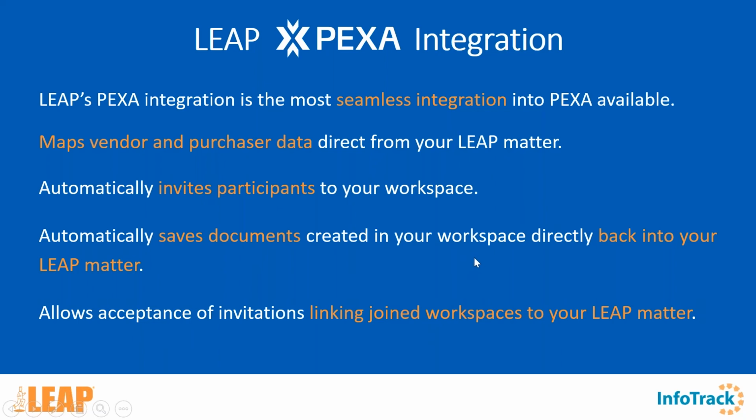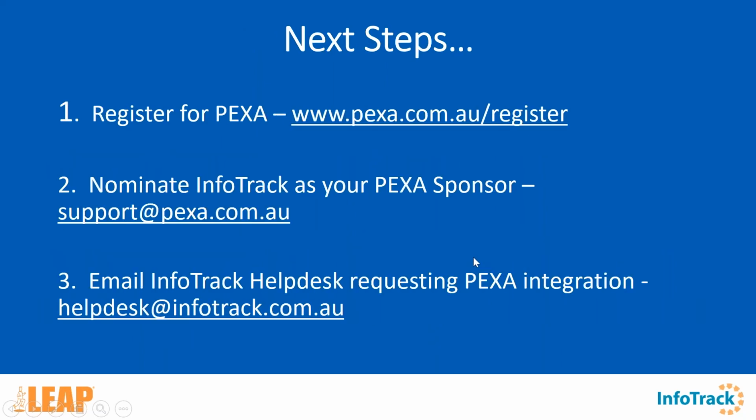Okay, so now we've had a look at end-to-end e-conveyancing, starting from the verification of identity through to our LEAP matter, preparation of documents of the Section 32 and contract, signing electronically if we want to, but also the ability to print and compile at that point, and creating PEXA workspaces, inviting other parties and accepting invitations. That's end-to-end e-conveyancing, and obviously it is very real and happening right now with the mandating dates that we touched on at the start. So not sure where you're at with your PEXA journey, but here's just a few key points for your next steps.